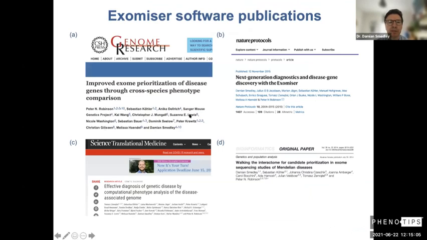And we've published various flavors of Exomizer over the years. So the original one was in Genome Research. Peter and myself published a how-to-use-it guide in Nature Protocols. There's the ExomeWalker, which is the interactome-based version, in Bioinformatics, and then Phenix was in Science Translational Medicine.